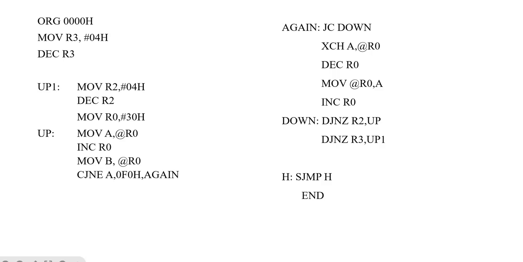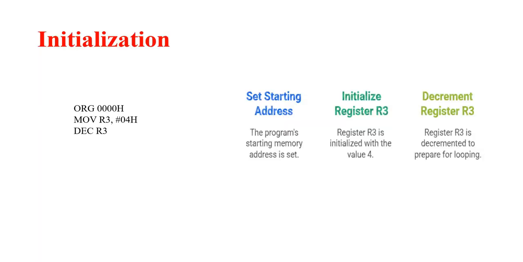This is nothing but an infinite loop that keeps the program running at the level H, and this ensures that after all loops finish the program will not exit and will just keep looping here infinitely, and then we will end the program by using the END directive. This was the brief explanation of the program. Now here we'll see in detail the explanation of this program.